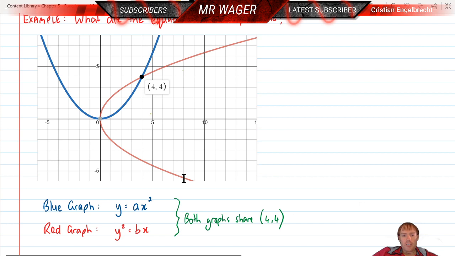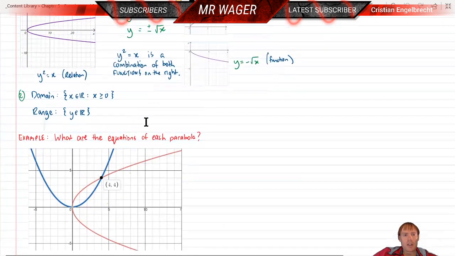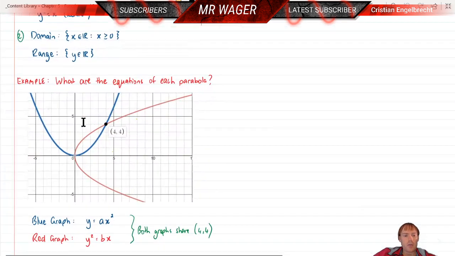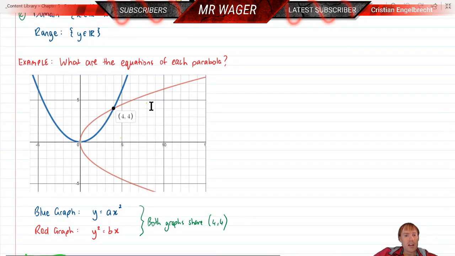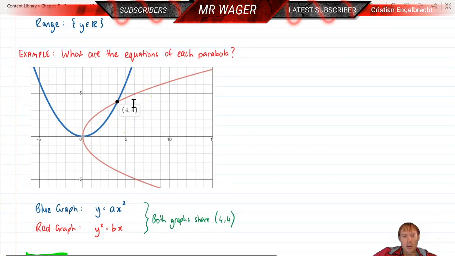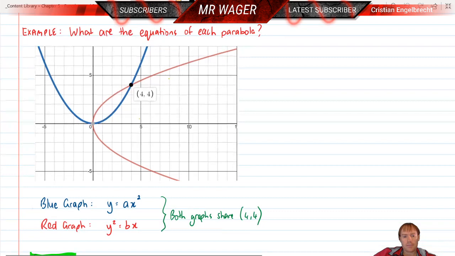This red graph looks a lot like the one we just had up here, this parabola on its side. The default equation for that is y squared equals x. But we could have some form of dilation factor here, so we'll call this y squared equals bx. Both graphs share the coordinate 4, 4. Using this coordinate, substitute it into both equations and see if you can solve for a and b. Pause the video now and see if you can try this for yourself.